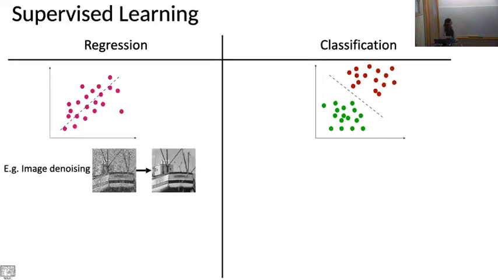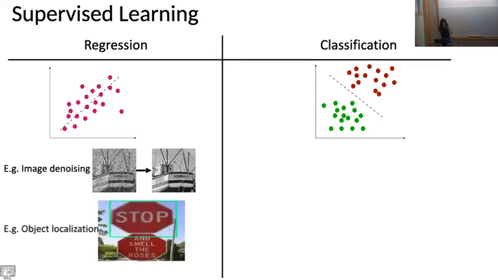A few examples: because we are talking about computer vision, of course, the data points are usually going to be images. So tasks for regression can be image denoising. The input to the problem is going to be a noisy image, and we want to regress to the denoised, clean version of this image. This is what we want to predict. Another one is object localization. We're given an image, yet again, as the input, and we want to regress the boundaries of where the objects lie.